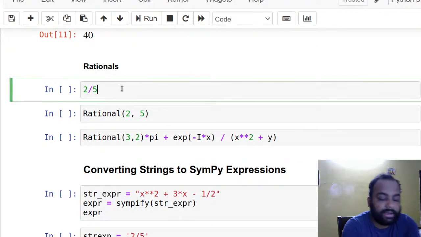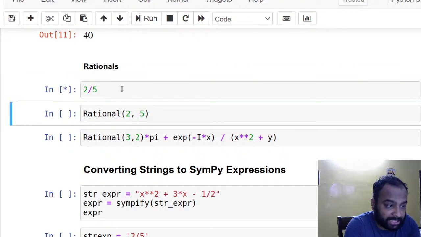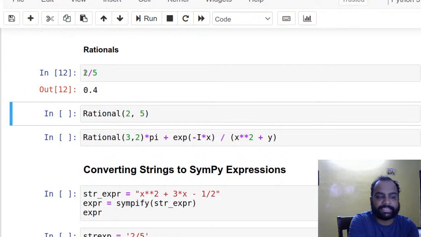Now rationals. So what are rationals? Rationals are proper, or rather perfect, representations of fractions. If I do something like this in pure Python, 2 divided by 5, that's just 0.4, but this is a floating point representation. Essentially, this is an arithmetic representation. This is how the computer stores numbers.